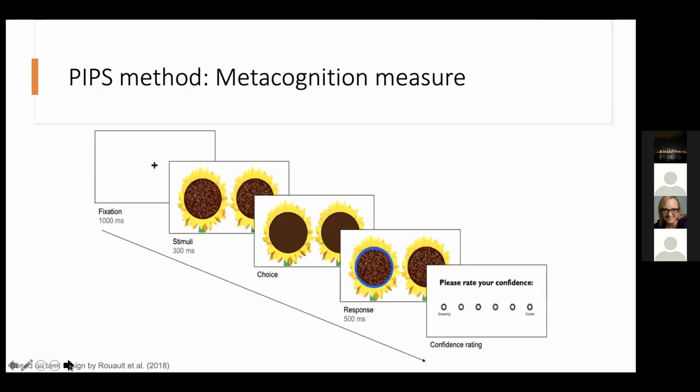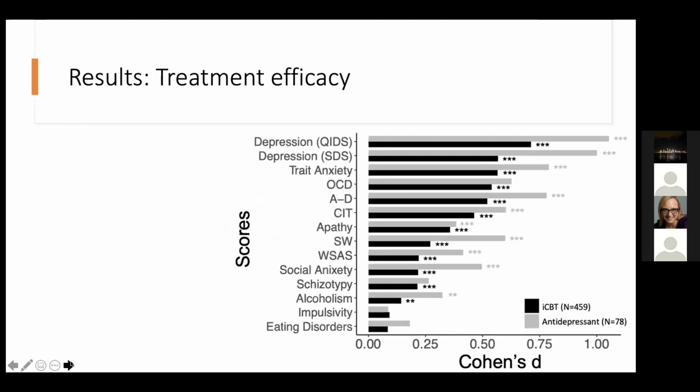We also asked our participants to complete a metacognitive task in which they were shown 2 sunflowers with varying numbers of seeds. They were then asked to make a choice as to which sunflower contained more seeds and rated their confidence in that choice. They did this over 210 trials, and from that we derived their mean confidence and their metacognitive efficiency values.